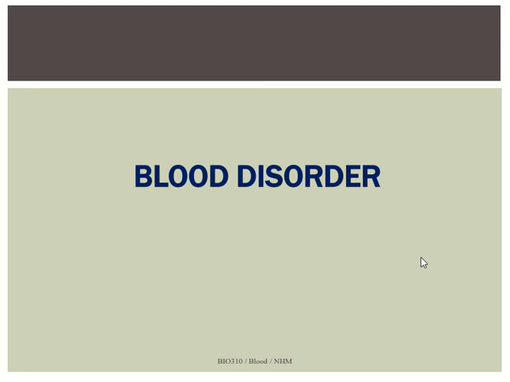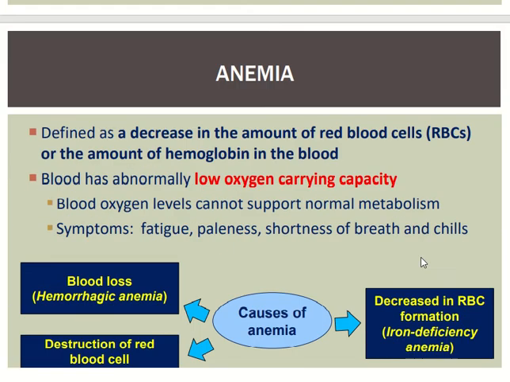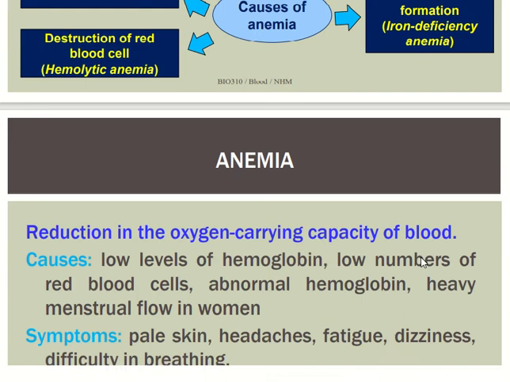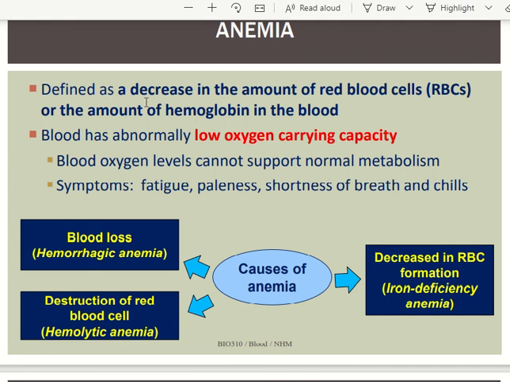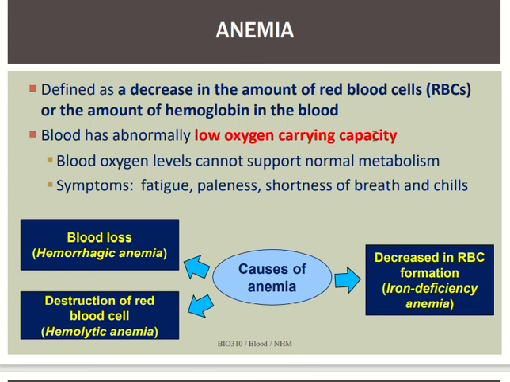And next we go to blood disorders. There are different types of blood disorder. The first one we're going to look at is anemia. Anemia refers to a decrease in the amount of red blood cells or the amount of hemoglobin in the blood. So the blood has abnormally low oxygen carrying capacity in anemia patients.